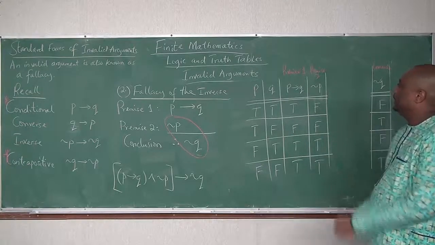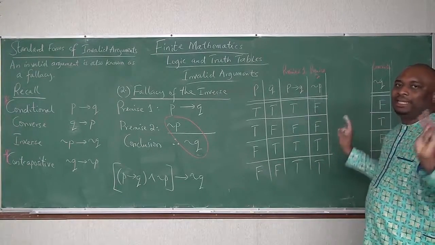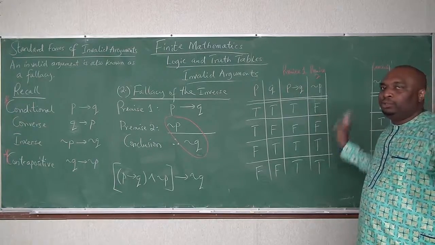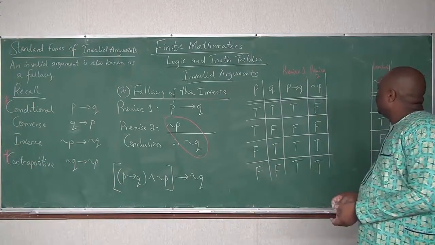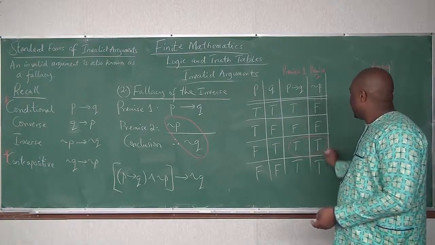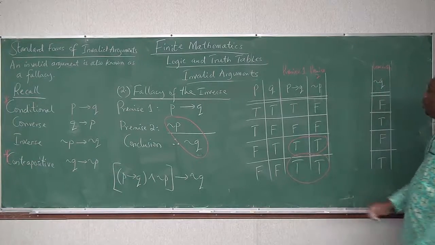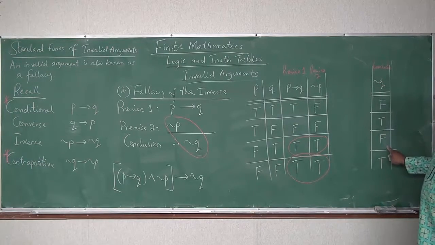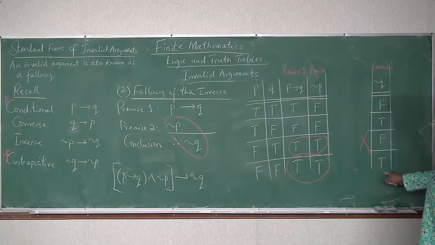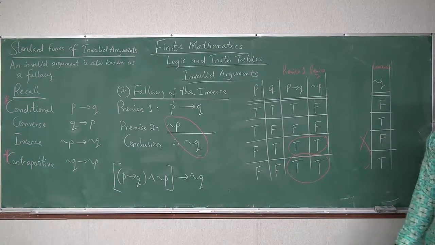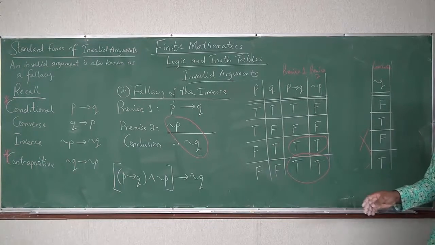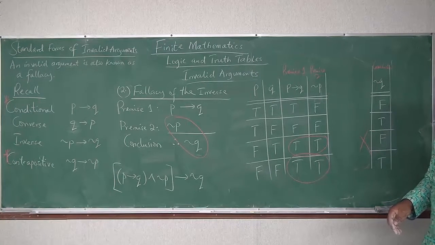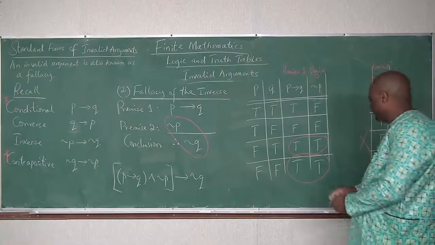Then I check the cases. I'm only interested in the cases whereby the two premises are true. That is what I am interested in. So I have this case here, and I have this case here. In this case, the conclusion is false. Even though this one is true, here the conclusion is false. Once I have any case at all in which the two premises are true and the conclusion is false, the argument is invalid. Invalid argument.